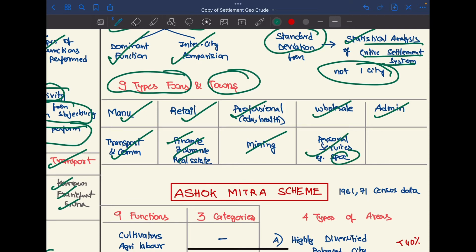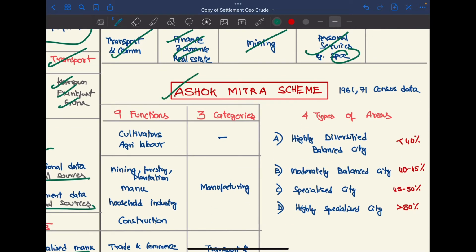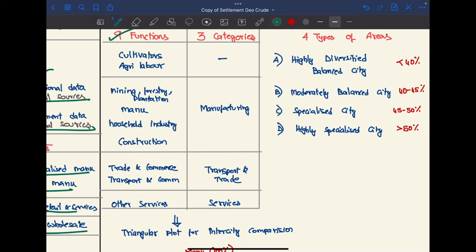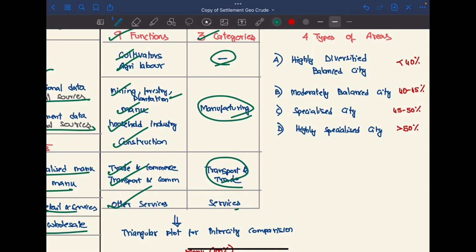For example, spas. Last, we have Ashok Mitra scheme, who gave his scheme on the basis of 1961-1971 census data. On the basis of this, he identifies 9 functions and 3 categories. First one is the cultivators and agricultural labor. It is not clubbed into any category. Next, we have mining, forestry, and plantation workers, manufacturing workers, household industry and construction turned into manufacturing, trade and commerce, transport and communication into trade and transport, and other services as services.